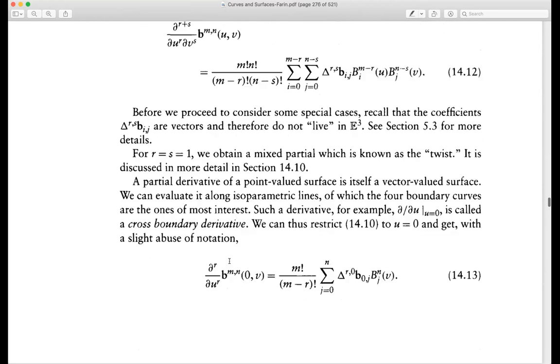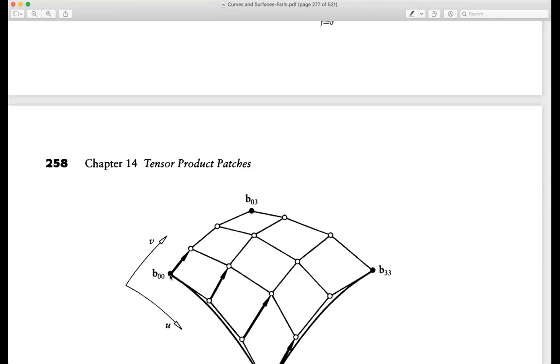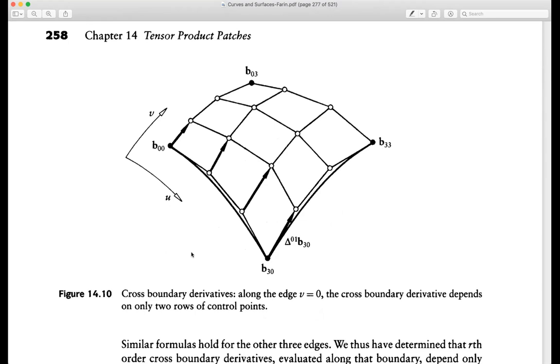This direction is u, right? This direction is v. Suppose you want to find the perpendicular vector. You have to find the partial derivative in the u direction and the partial derivative in the v direction at this point, u0 v0, and then you can get the perpendicular vector according to the point b00. This is the derivative, right? This is a vector in the v direction, according to this point, this point, this point, and this point. You can see this. Okay, the vector.